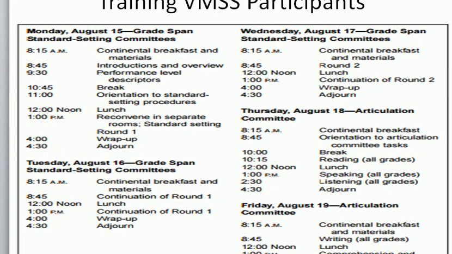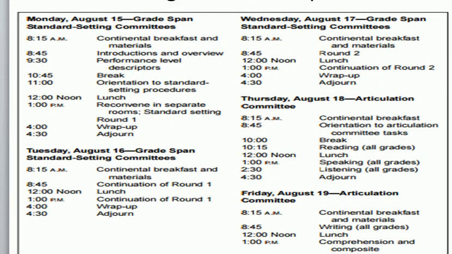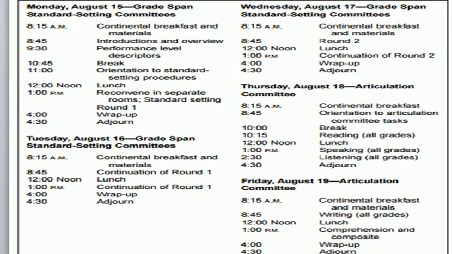And on Friday, the 5th day, again the session starts at 8:15 a.m. with continental breakfast and materials. 8:45 writing all grades. 12 noon lunch, and at 1 p.m. comprehension and composite. And 4 p.m. wrap up and 4:30 adjourn.